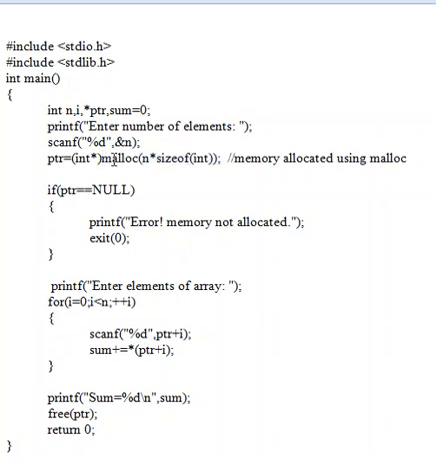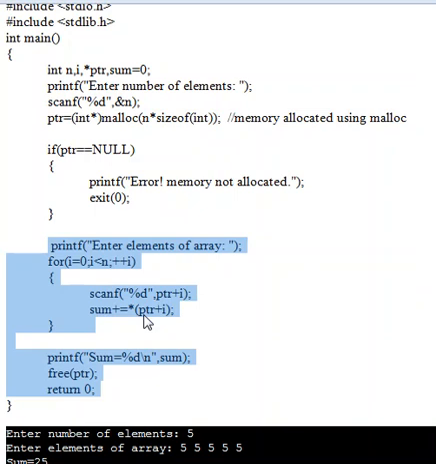After allocation, it assigns the starting address of the memory to pointer variable ptr. So pointer variable ptr here is having the starting address of the allocated memory. Next, if ptr is equal to null, that means memory is not allocated. So we have to print that as result: Error in memory allocation, memory not allocated. Exit 0, then we will come out of the program. If ptr is not equal to null, it has to execute this one.